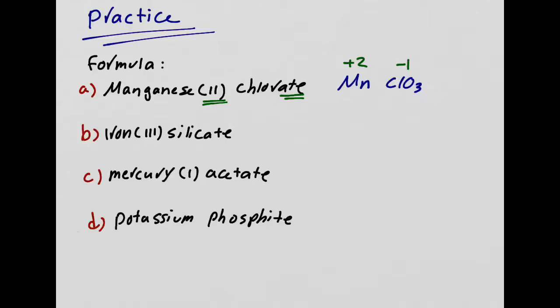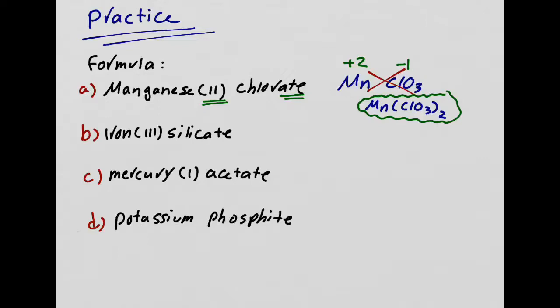Now, this is an ionic compound. Again, an ionic compound is balancing of charges. You cross multiply the charges. If I do that, what I end up getting is Mn(ClO3)2. That's manganese 2 chlorate.